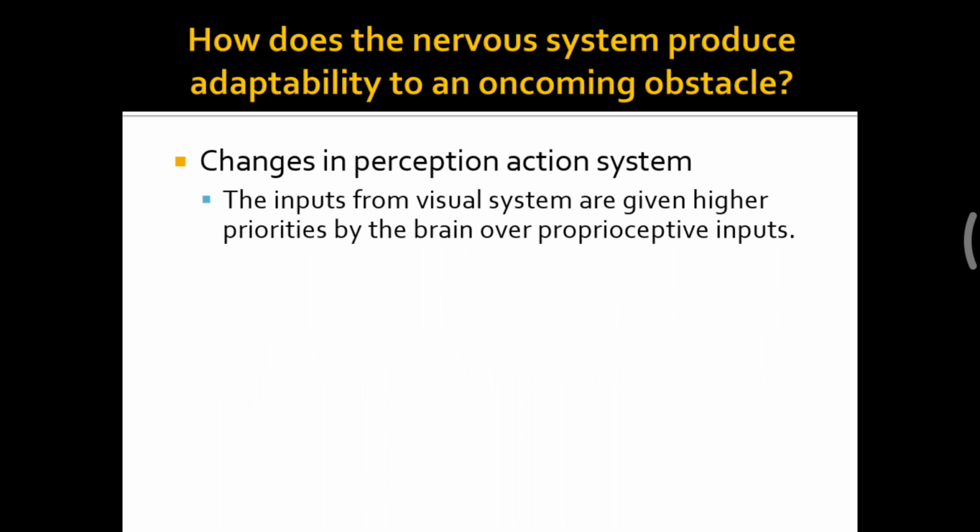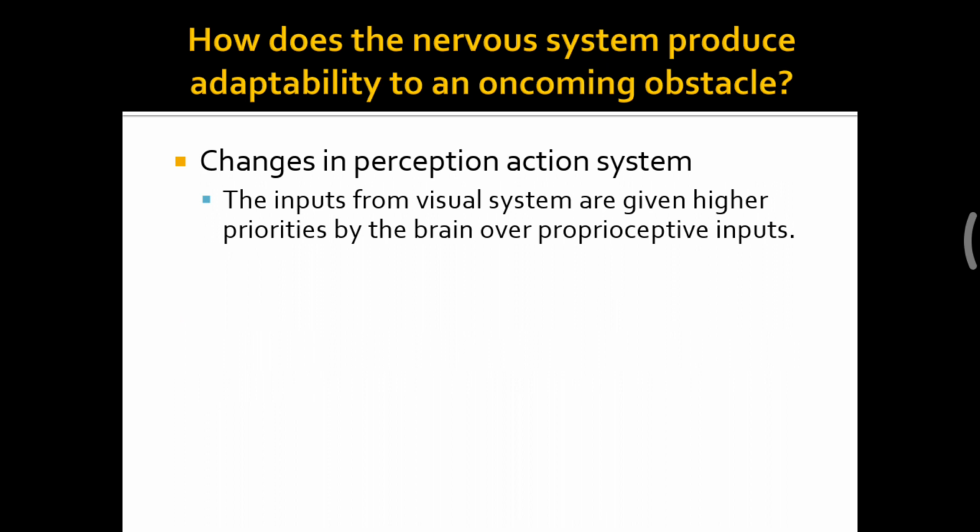So the first thing is, we are going to see that there is important help which is given by changes in the perception action system. What I mean by perception is, by this time you'll be knowing that the sensory inputs from the environment come into our body through multiple channels. So one of the channels is the visual system. So what is there in front of us, we'll be able to see using our visual system.